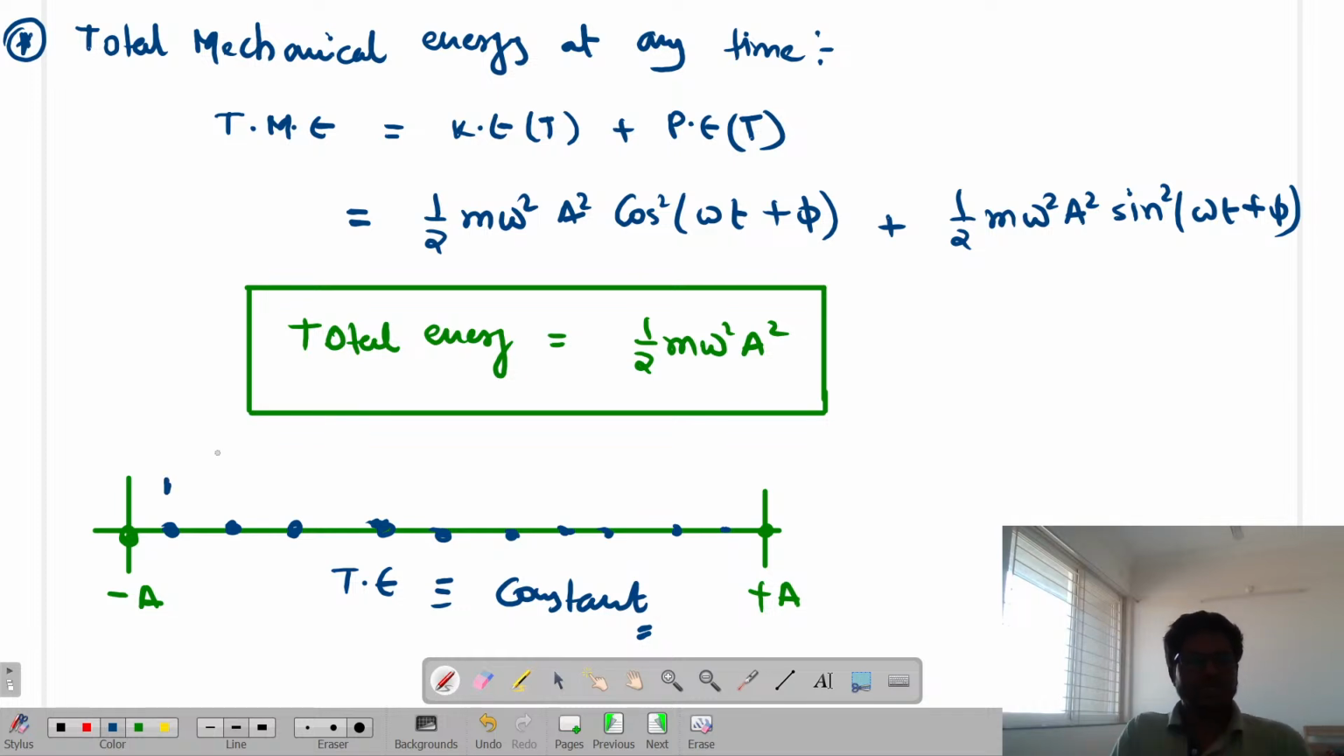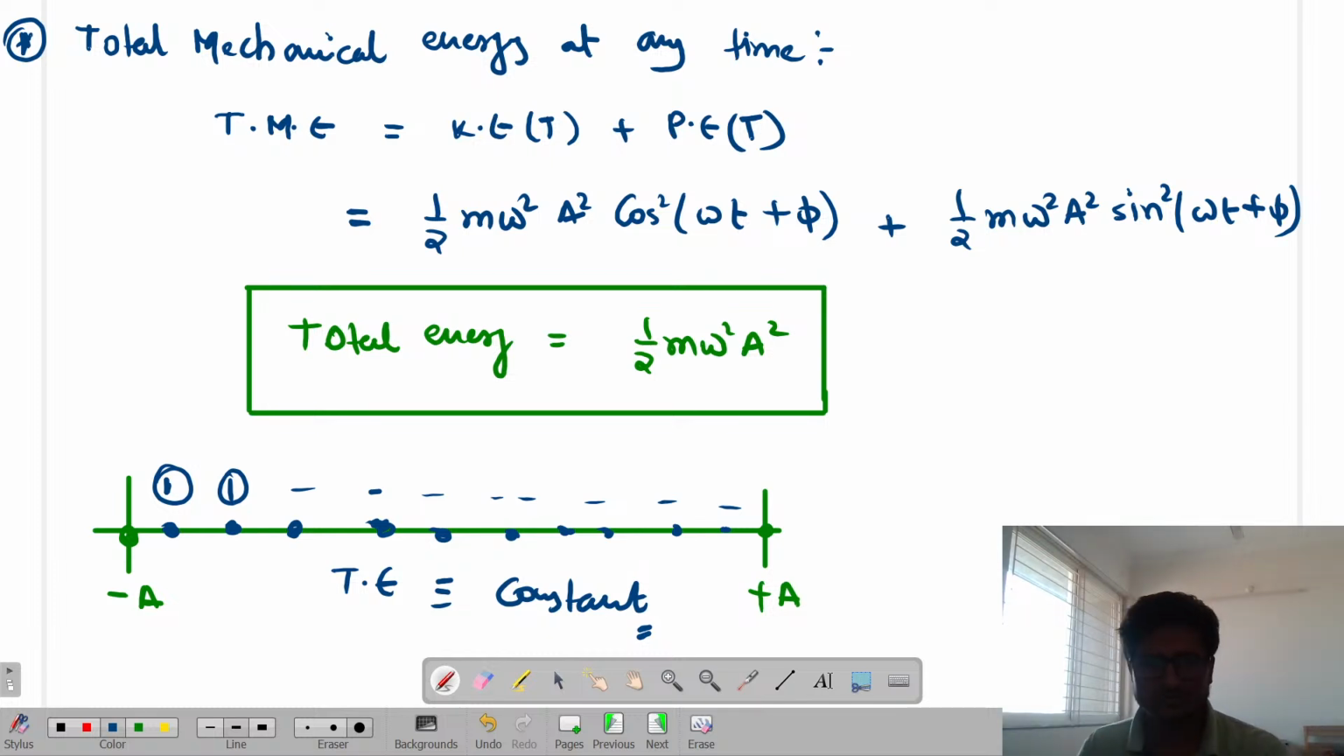Here, kinetic energy can be different and potential energy can be different, but if we find the sum of kinetic energy and potential energy at all these points, the whole thing will be the same. Are you able to get me or not?